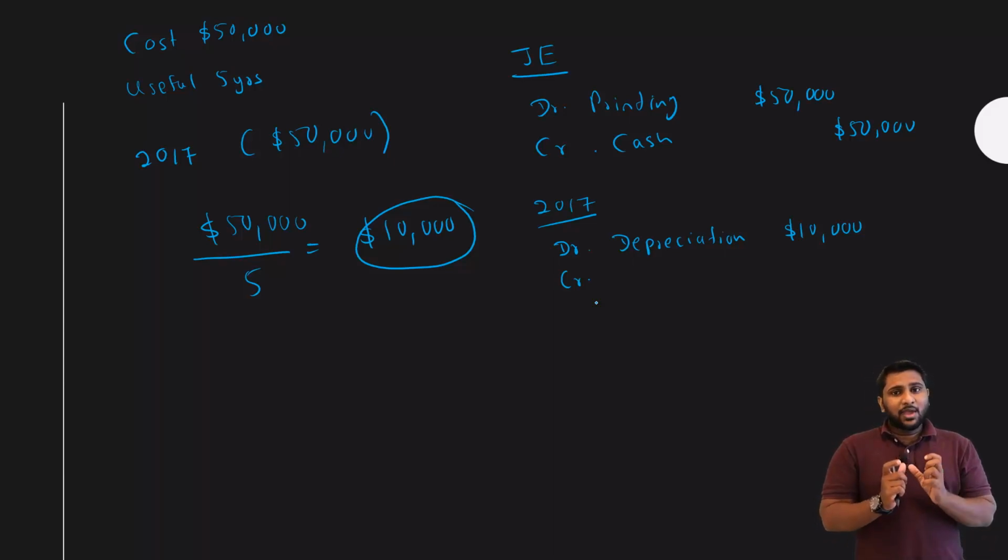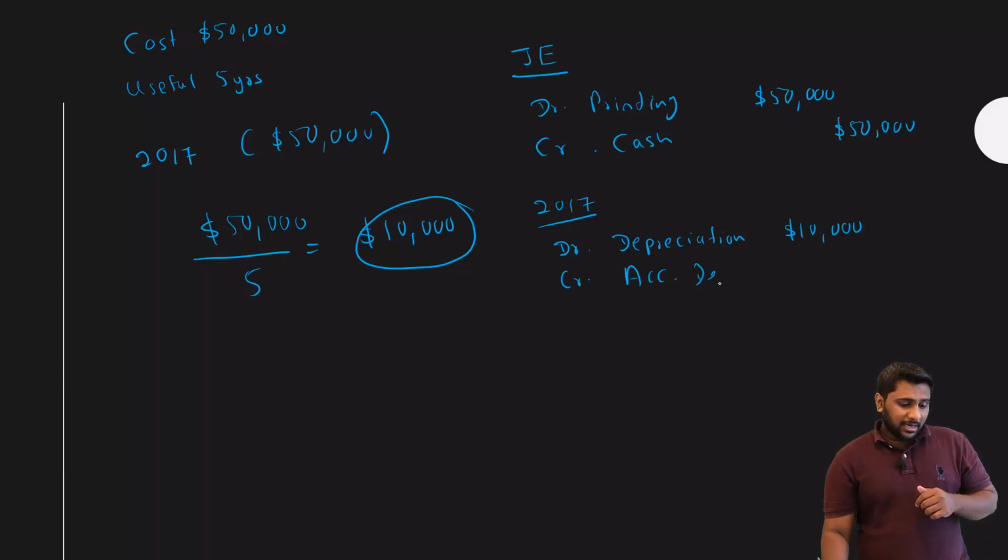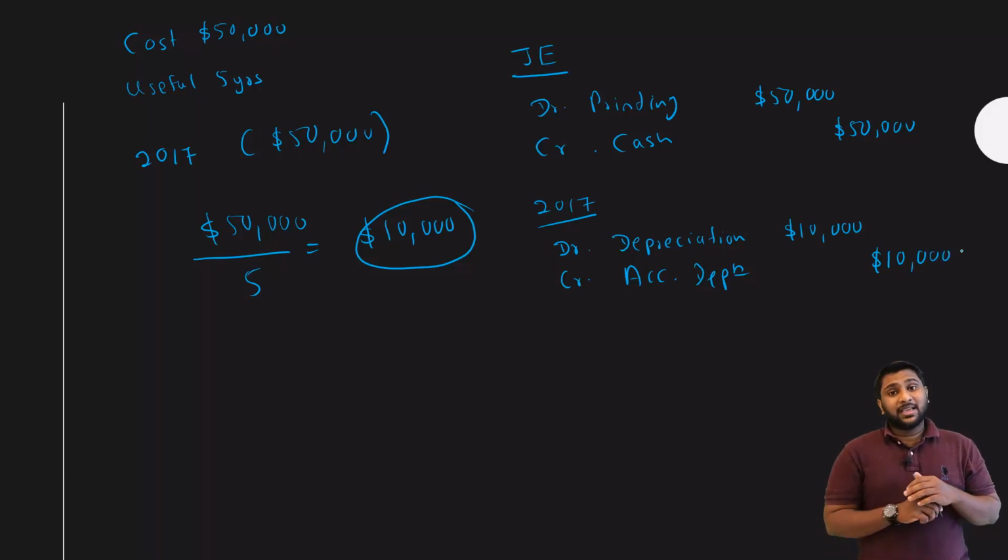But normally when we are doing the accounts, we will not do it like that. In order to keep all the depreciations, we will open up another account called accumulated depreciation. The accumulated depreciation account will be how much? At the end of the first year, it is 10,000 US dollars.